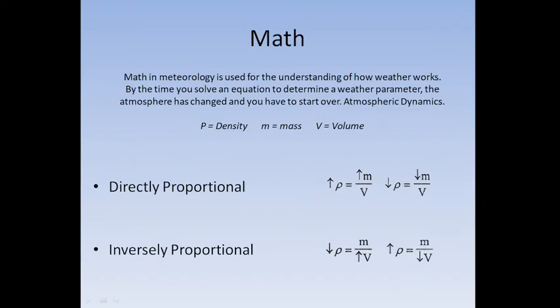All right, math in meteorology is used for the understanding of how weather works. By the time you solve the equation or determine a weather parameter, the atmosphere has changed and you have to start over. That is atmospheric dynamics. Dynamic means changing. The atmosphere is constantly changing. So by the time you figure this stuff out, it's too late. So we let the computers do this.